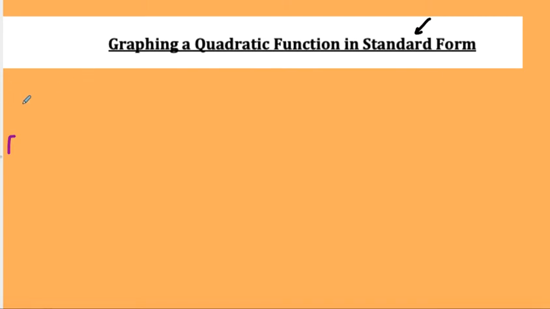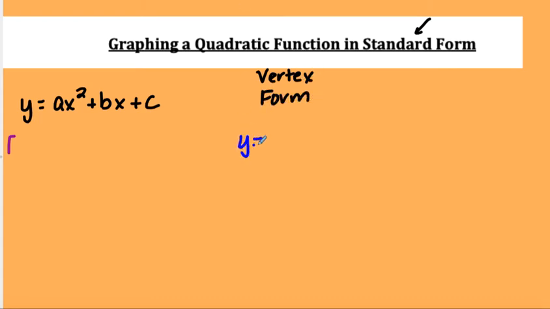We've learned about standard form, which is what we're going to talk about today, ax squared plus bx plus c. We've learned about vertex form. So vertex form, y equals a(x minus h) squared plus k, where (h, k) is your vertex.